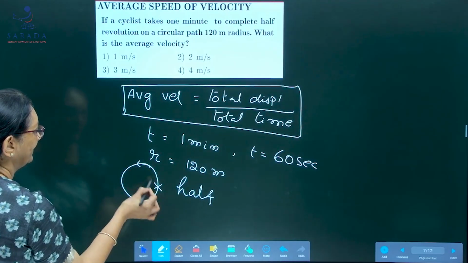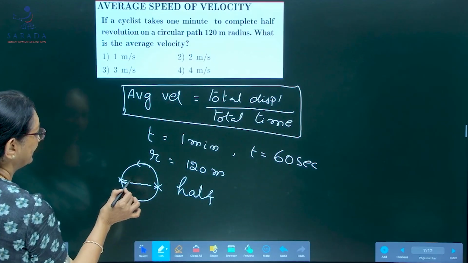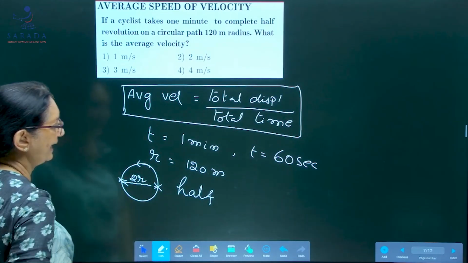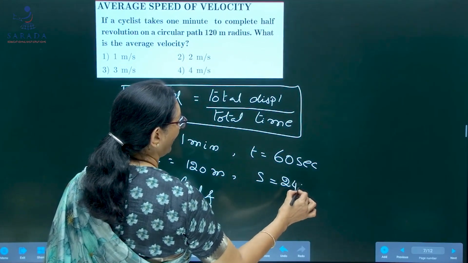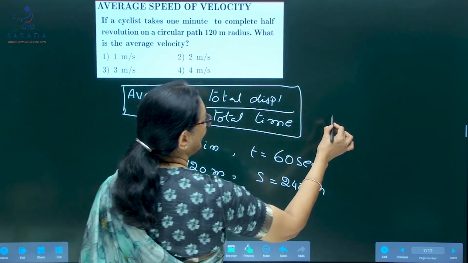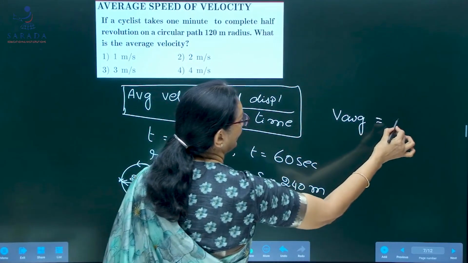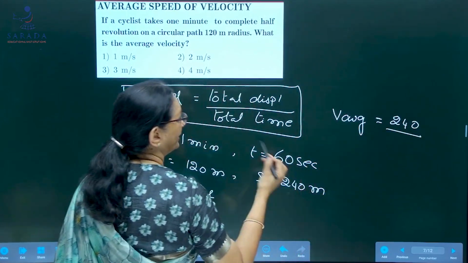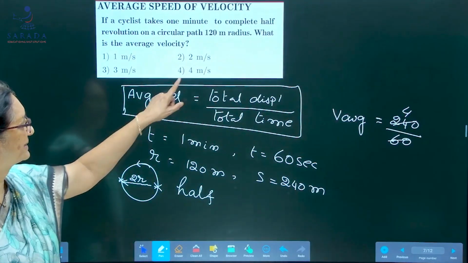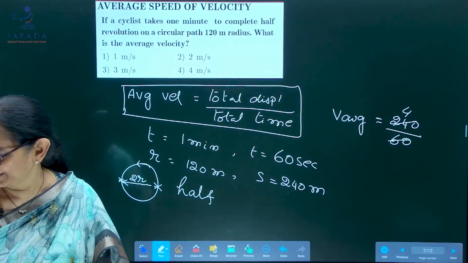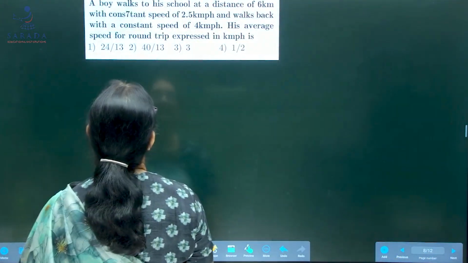Starting from this point, after completing half the revolution, it reaches this point. So displacement is nothing but the diameter. Diameter is 2r, that is 240 meters. Average velocity is equal to total displacement, that is 240, by total time, 60. So it is 4 meters per second. So the fourth option is true for that problem. Okay. Now, next problem.